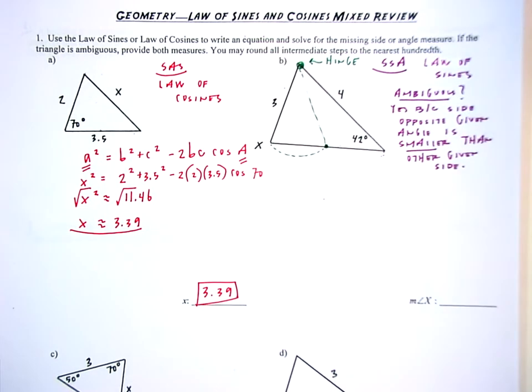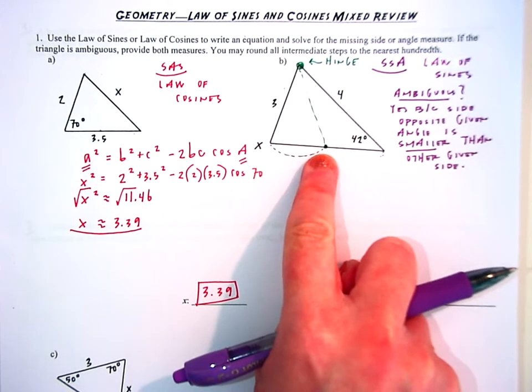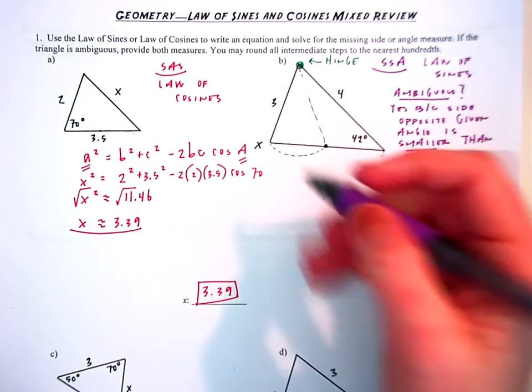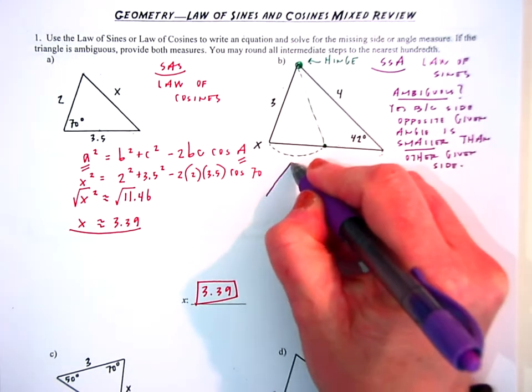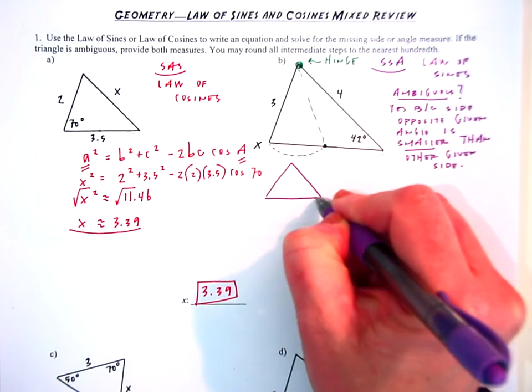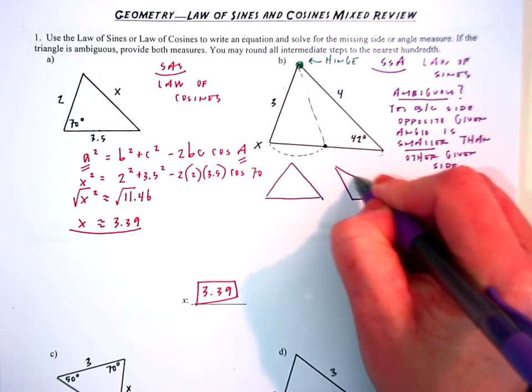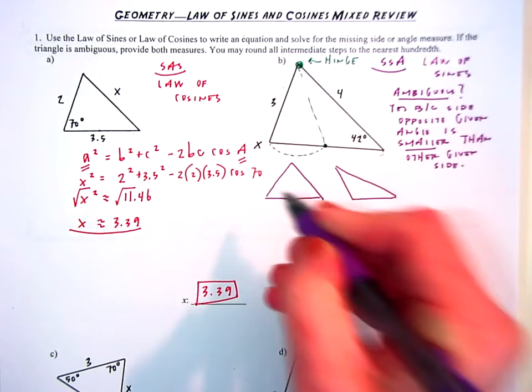Okay, which again creates room for that side that's 3 to swing into that second location. So I'm going to have 2 possible triangles. Let me just kind of sketch out both of them so we can see them side by side. So I'll have this one, and then I'll have this one. So same given information, but they look totally different.